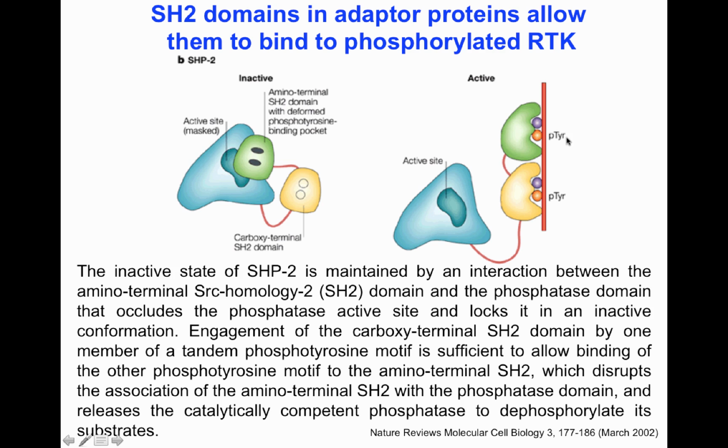The binding of the SH2 domain to the phosphotyrosine releases the active site of the adaptor molecule, allowing that active site to engage in its catalytic activity, whatever the catalytic activity may be. Usually, these adaptor proteins are floating in the cytoplasm in an inactive form. So only when the receptor is phosphorylated at the tyrosine domains are those inactive SH2 containing molecules going to be recruited into the receptor and therefore expose the active site.